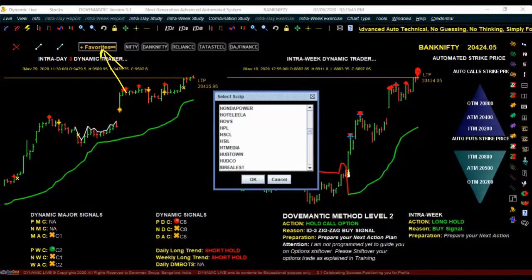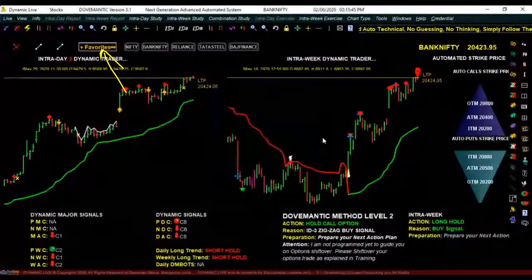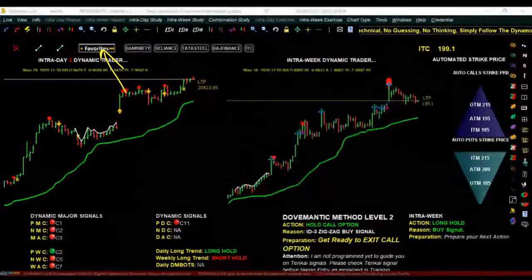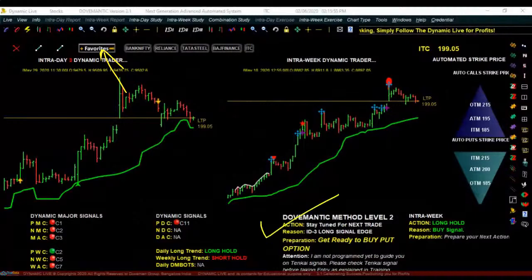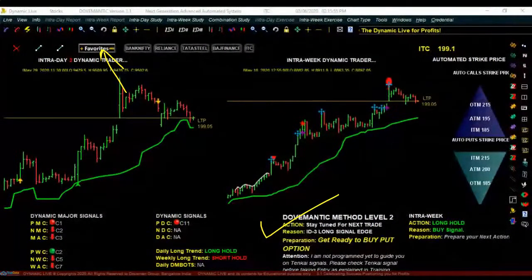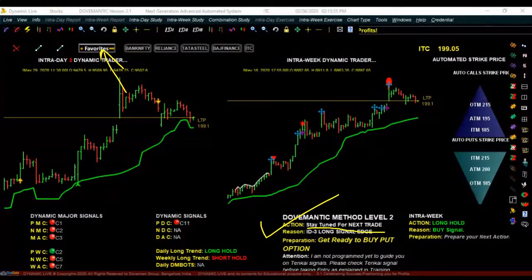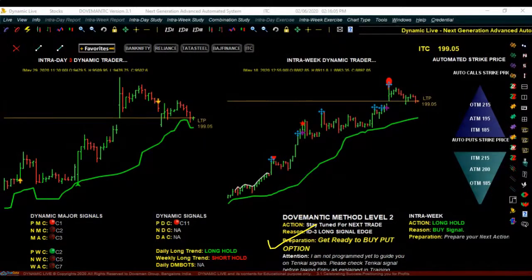Let us say I select ITC. Now once I have selected ITC, my job is to look at this action information. You can see here in the action information, it is very clearly written, stay tuned for next trade. It means as of now, there is no trading opportunity. Just wait for the next trade. But the preparation is also telling us, get ready to buy a put option. Maybe you may have to buy a put option, so be prepared. Got it? So this is how it works here.